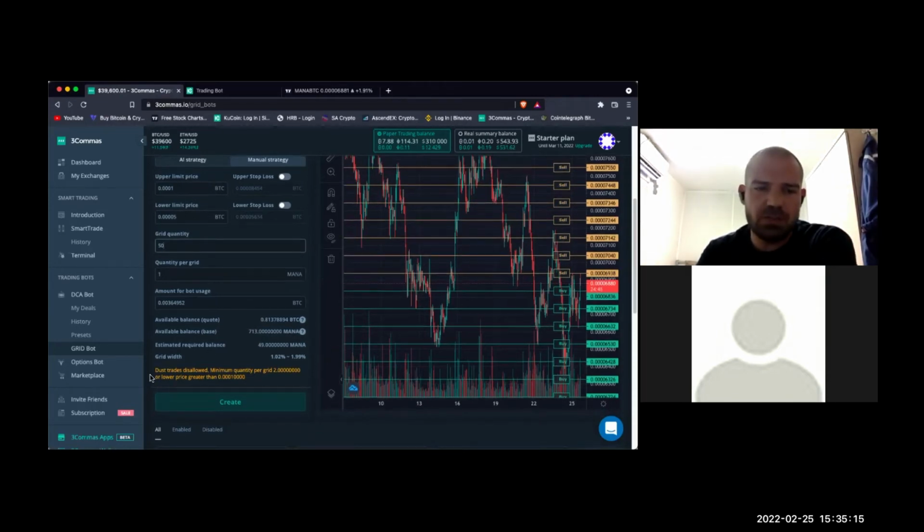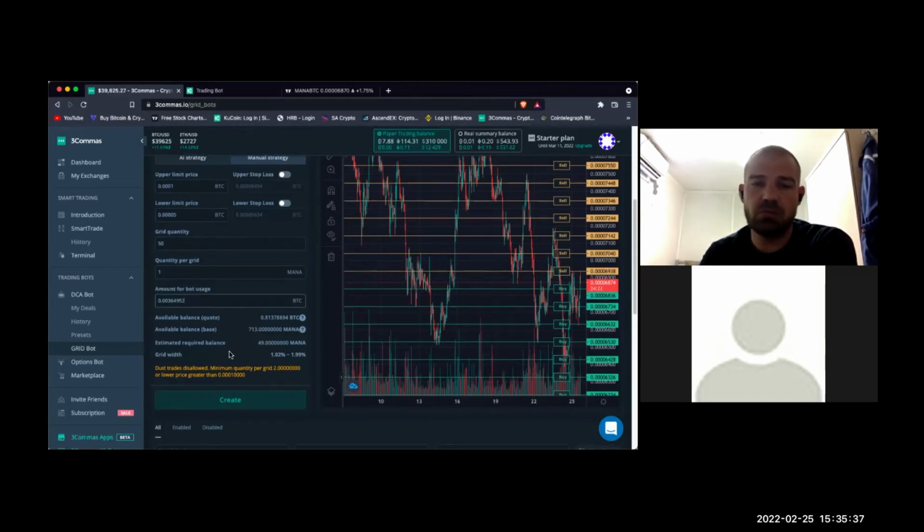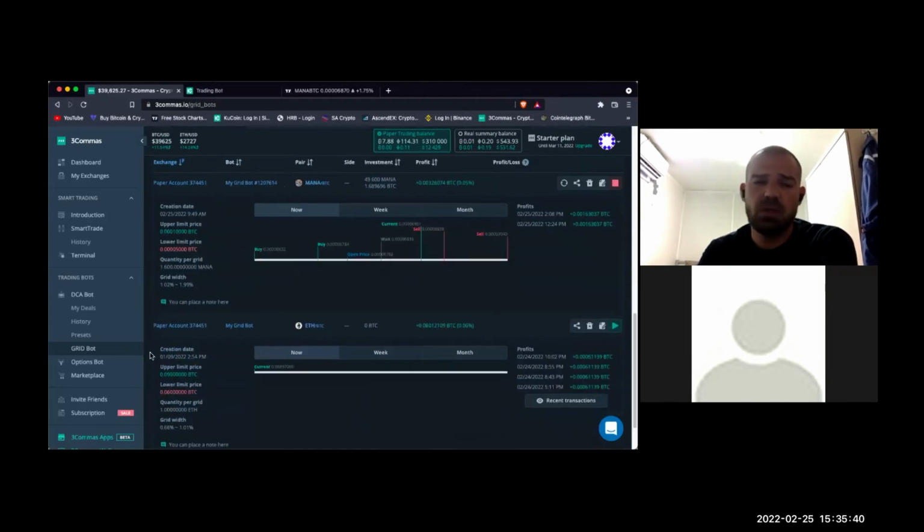Here you see it says dust trades disallowed. So it does show you on 3commas there is a minimum of 2 mana per grid. The nice thing with 3commas as well is it shows you the amount of bot usage, the amount of Bitcoin your bot will use for the bot. So that's quite nice with 3commas.